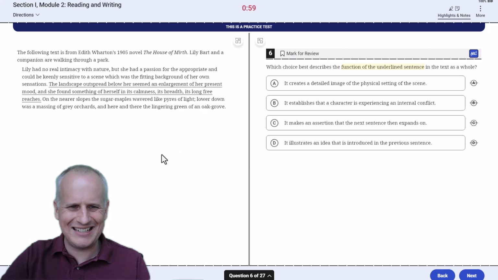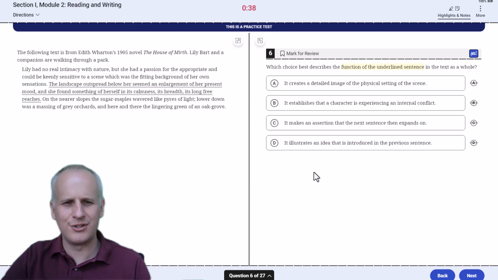Lily had no real intimacy with nature, but she had a passion for the appropriate and could be keenly sensitive to a scene which was the fitting background of her own sensations. The landscape outspread below her seemed an enlargement of her present mood, and she found something of herself in its calmness, its breadth, its long free reaches. On the nearer slopes the sugar maples wavered like pyres of light. Lower down was a massing of gray orchards, and here and there the lingering green of an oak grove.